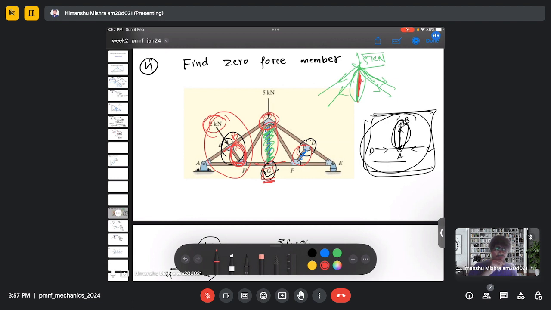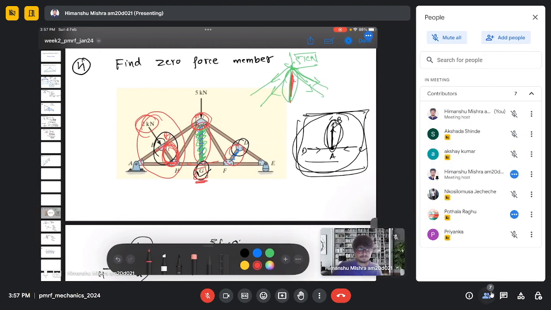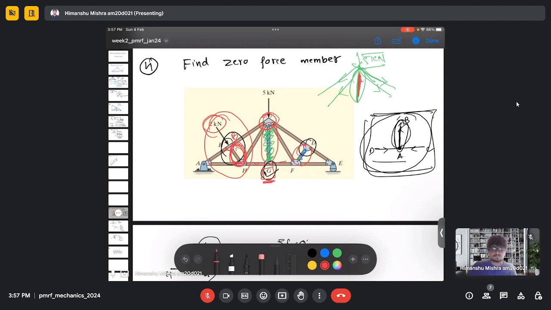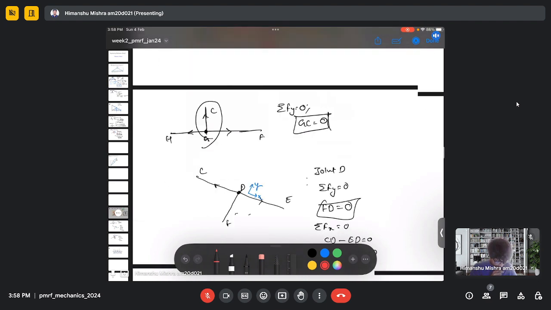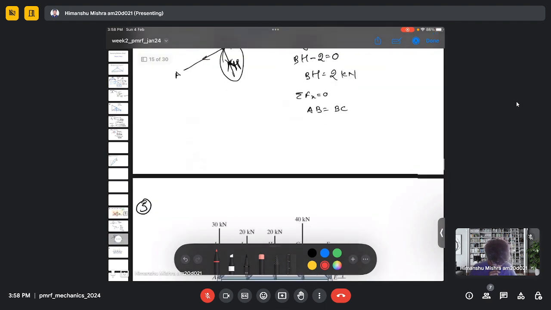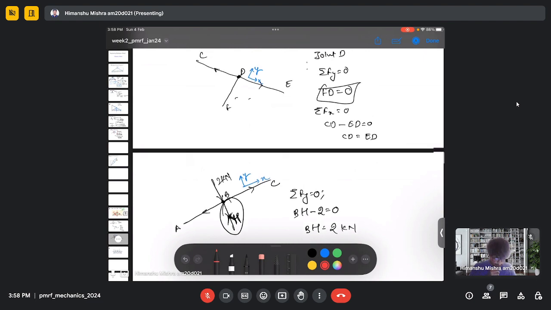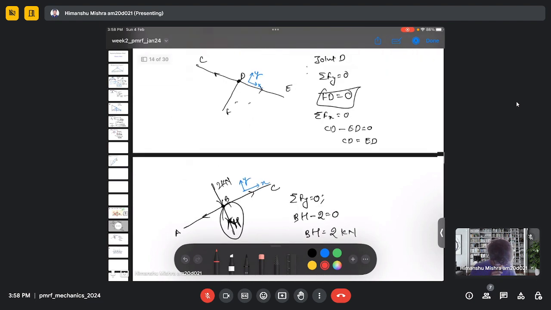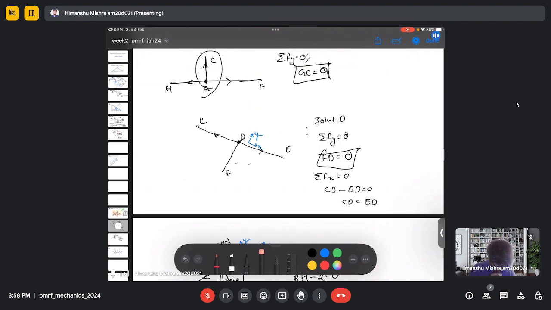So any question? What about the F joint? At joint F, there are no external forces acting. Yeah. So let's consider joint F also, the GF zero force member, so we can consider that joint now. You can check if it is 0 or not. It should be 0, I guess.